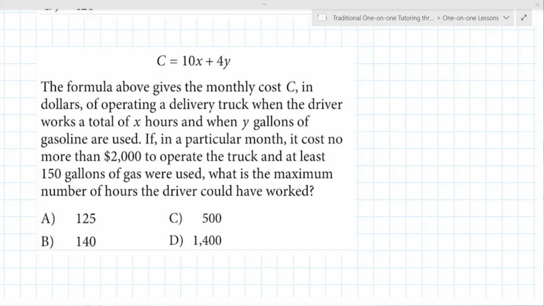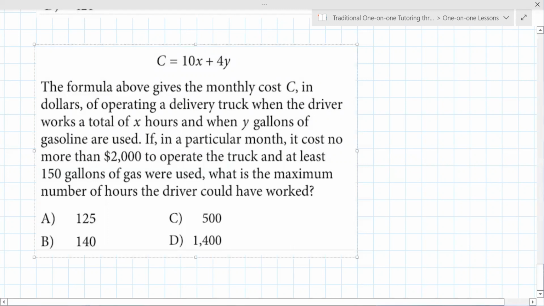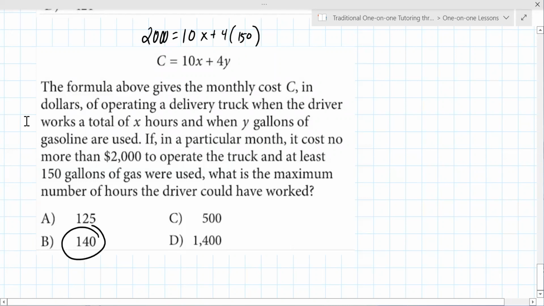Letter B, under 40. How confident are you in your answer? I'm pretty confident. Okay, so the $2,000 is the cost. And are they giving you X or Y in this problem? Letter Y. Yes. So 4 times 150, so the 600, and then yeah, it's definitely letter B. Good. Okay.